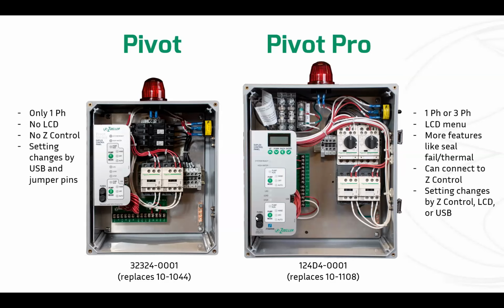You can also do it online with Z Control, or you can do it with a USB, like a thumb drive, and you put that in the USB slot. Going back over to the Pivot on the left there, the only way to change settings is with that thumb drive, sticking it into the USB. So you can still change all the settings. It's just a little bit more cumbersome.